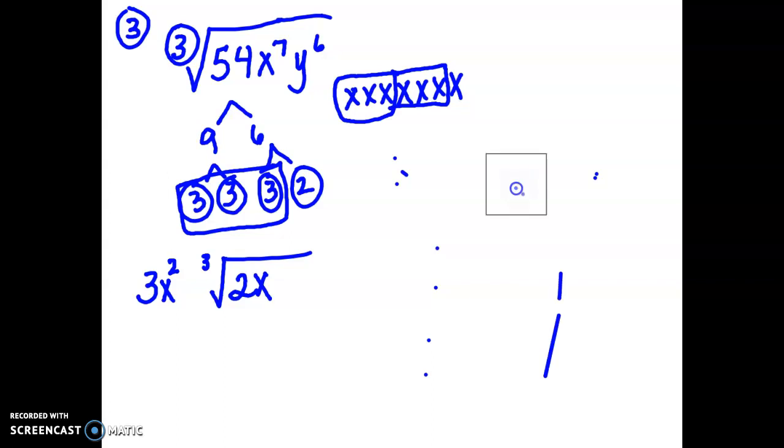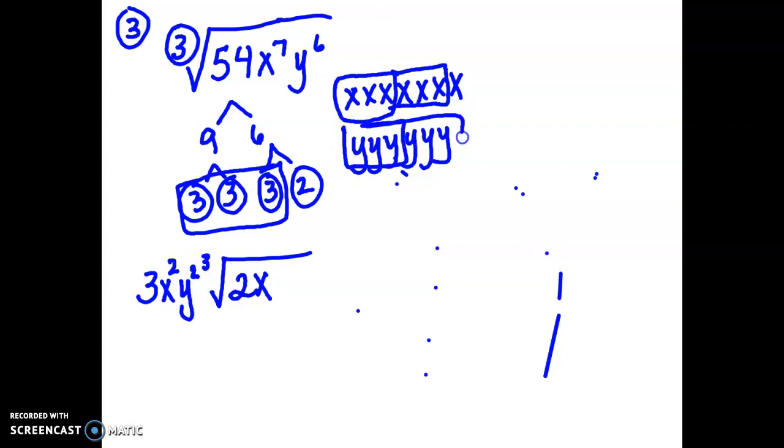And then y to the 6th. You can also think of this as just 6 divided by 3. 6 divided by 3 is 2, so we know our y is going to be squared. And we don't have anything left over once we have our 2 sets of 3. So that would be our final answer. And don't forget to write that little cube root in. That's really important.